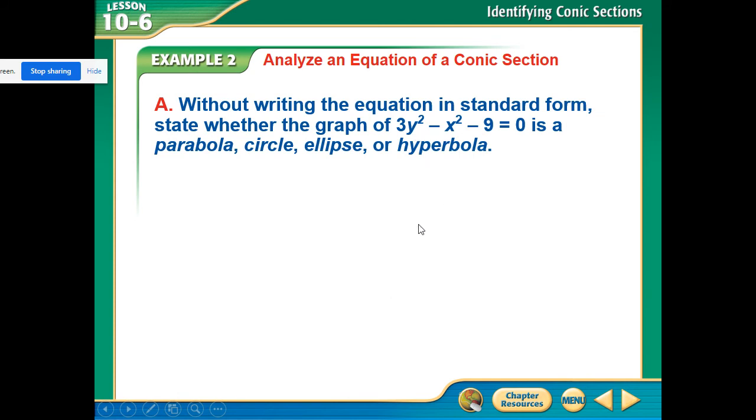This one's a y squared and an x squared, but notice in between it is a minus. If it's a minus, it has to be a hyperbola. We knew it wasn't a parabola because I had both of them, but because of the minus, it has to be a hyperbola, and this is an up and down hyperbola.